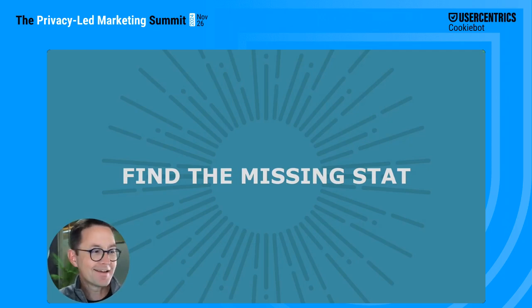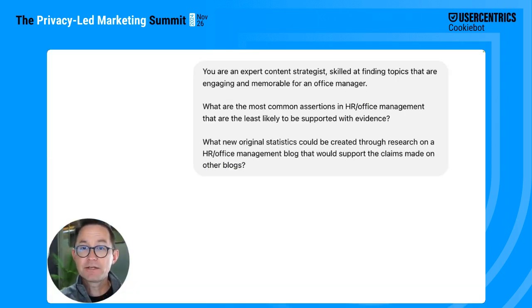Again, AI can help. You're an expert content strategist. You're skilled at finding topics that are engaging and memorable for an office manager. We'll use a different persona. We've trained it on the persona. This person's an office manager. That's our target audience. Maybe we're selling office coffee. What are the most common assertions in HR and office management that are the least likely to be supported by evidence? What new original statistics could be created through our research that would support the claims made on other blogs, right? We're going to attract links. We want to support other people's claims.